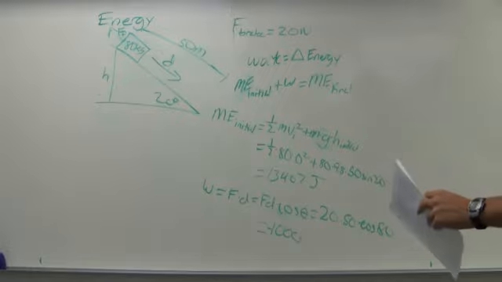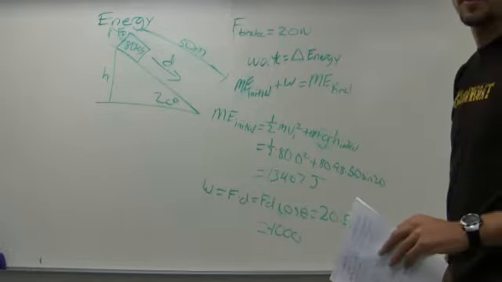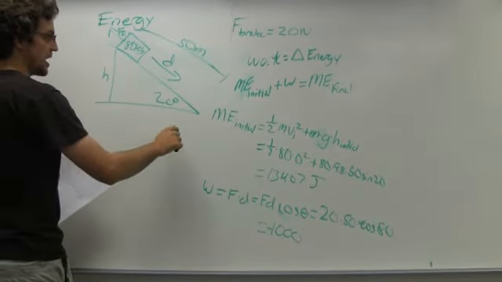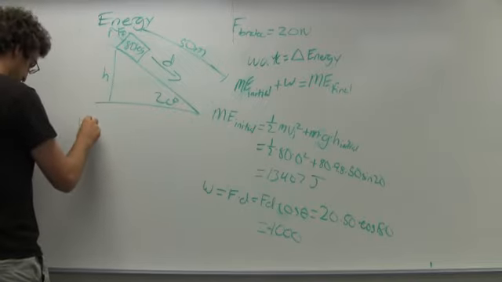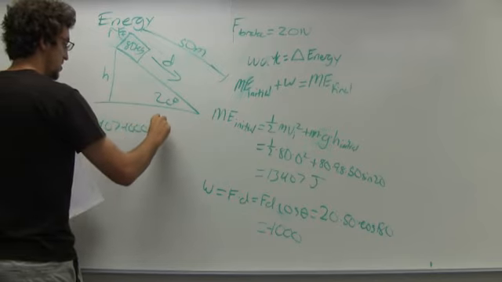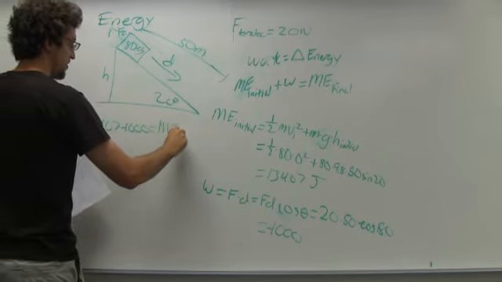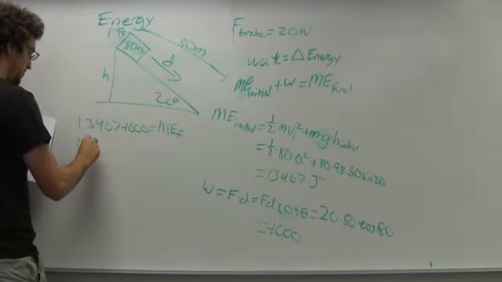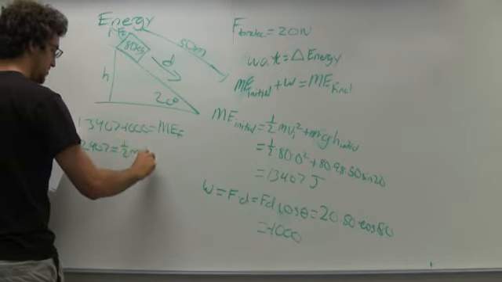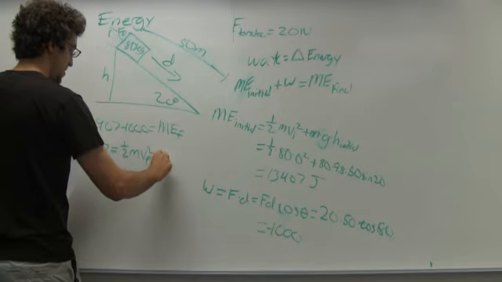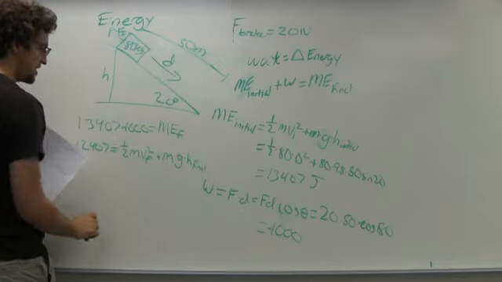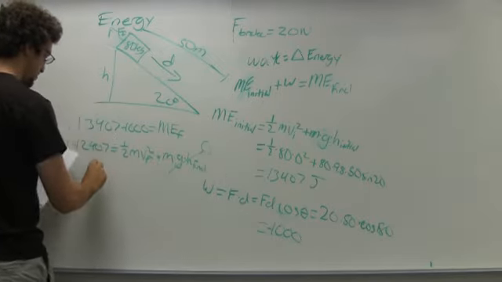So now we're going to put it all together. I'm running out of chalkboard today, so I have to start writing smaller. Coming from this equation, 13,407 minus 1,000 equals mechanical energy final. So 12,407 equals 1/2 m v final squared plus mass times gravity times h final. h final is 0.